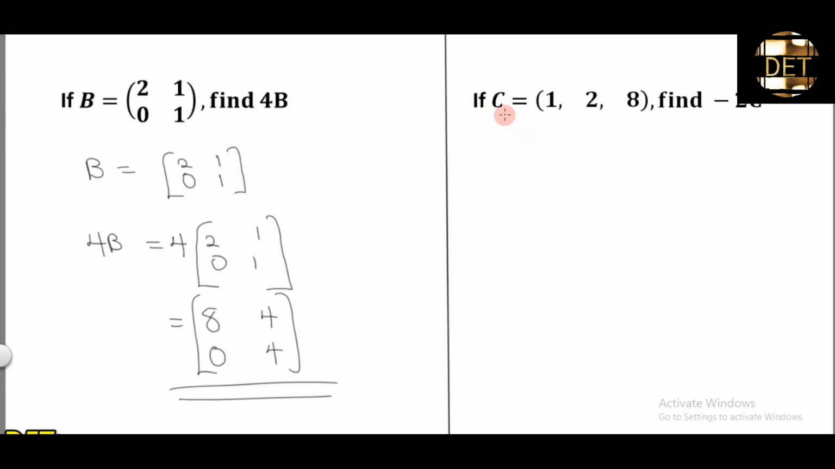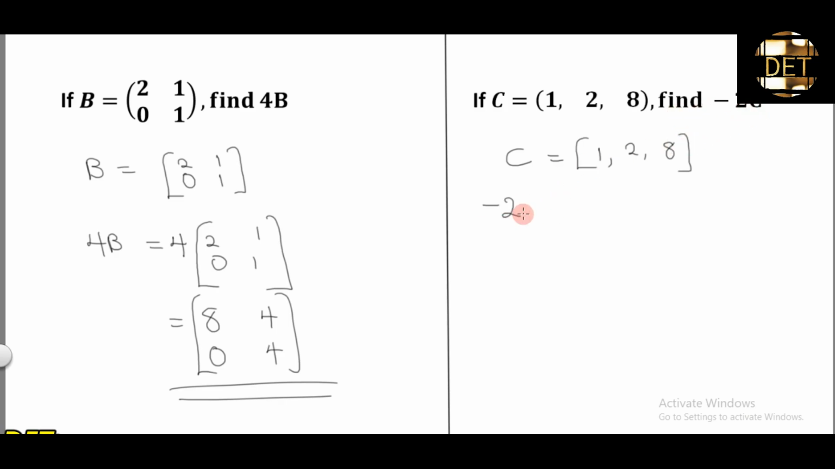All right, so here we're going to look at this question. The question that I have here is, if C is equal to a matrix of 1, 2, 8, find minus 2C. So what you are going to do here basically is to use this minus 2 to multiply all the elements of the matrix C. We are given that C is equal to a matrix of 1, 2, and 8. So we're asked to find minus 2C.